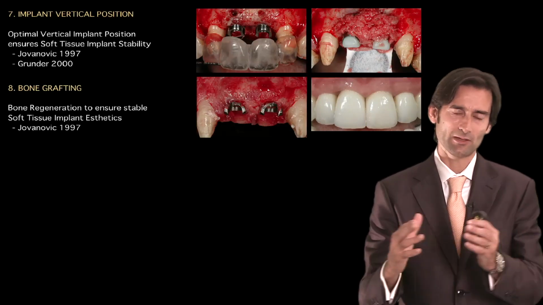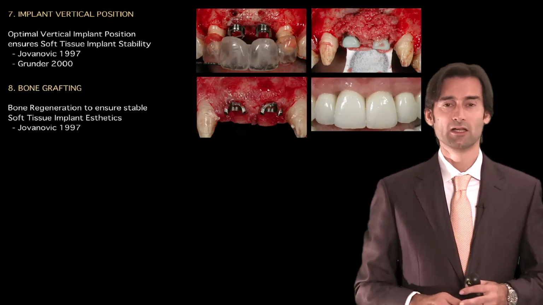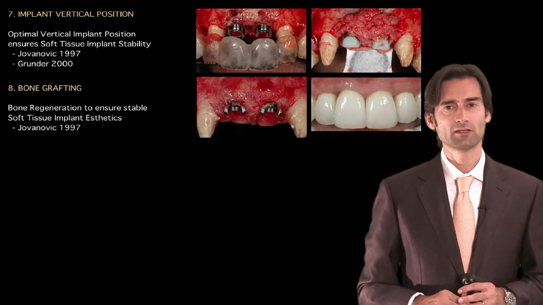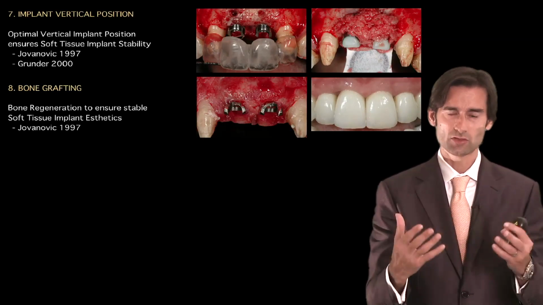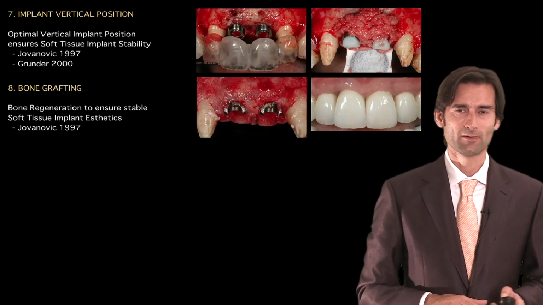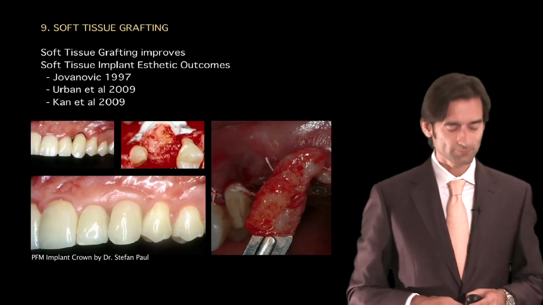And it sometimes needs to be biological grafting, like you see here, and sometimes it can be functional grafting by just using a bone filler, like a xenograft, which then supports the soft tissue. Then we go to point number 9.